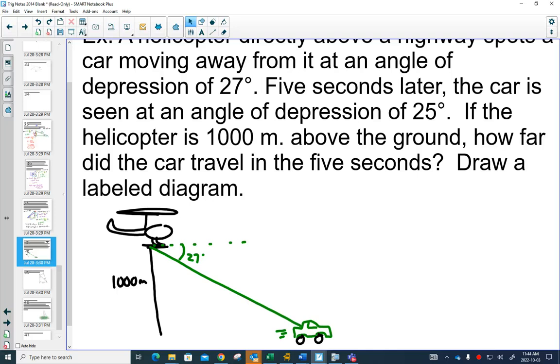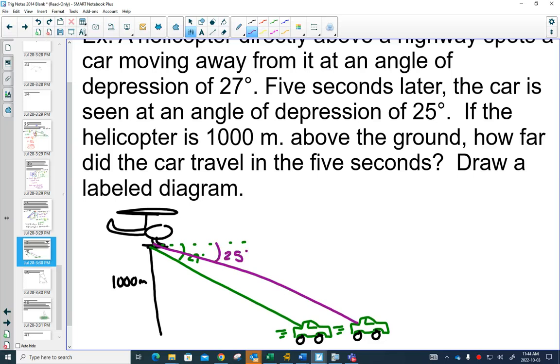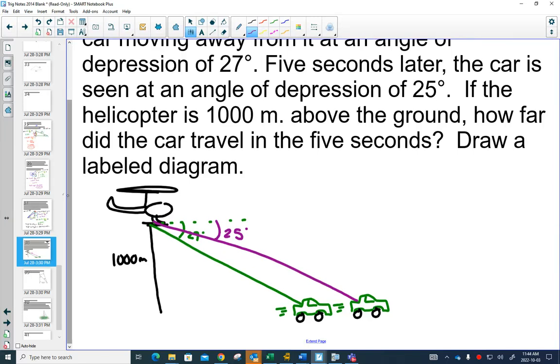5 seconds later, it goes forward. And now our angle of depression to the new car is smaller. Does that make sense that it would be smaller? At 25 degrees. How far did the car travel in 5 seconds? So does it make sense that we want to figure out from here to here this distance?